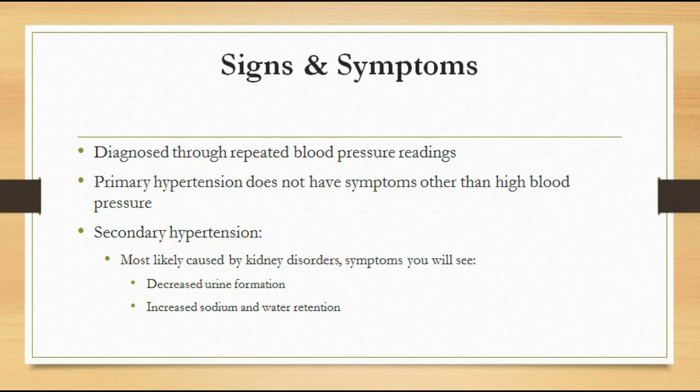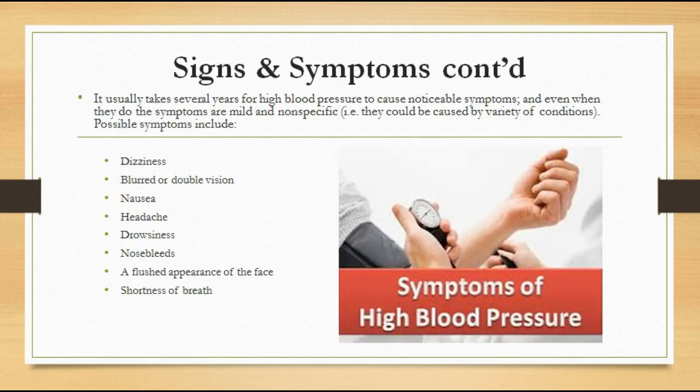You start seeing decreased urine formation. People don't go to the bathroom as much as they used to go. Increased sodium and water retention, because when you have hypertension, you start to retain salt in your body, and that pulls fluid into your body, so you don't release it as supposed to, and this elevates your blood pressure. People complain of dizziness, blurred or double vision, nausea, headaches, drowsiness, nosebleeds, a flushed appearance, shortness of breath.